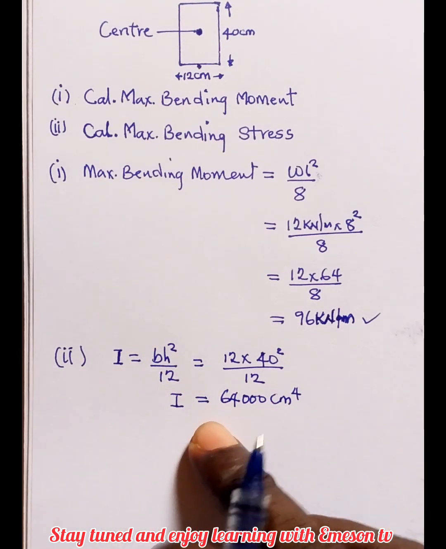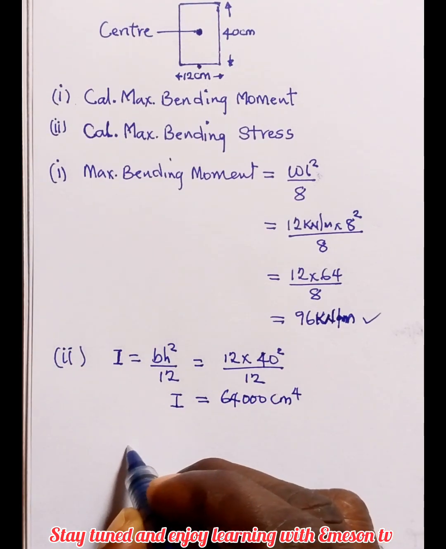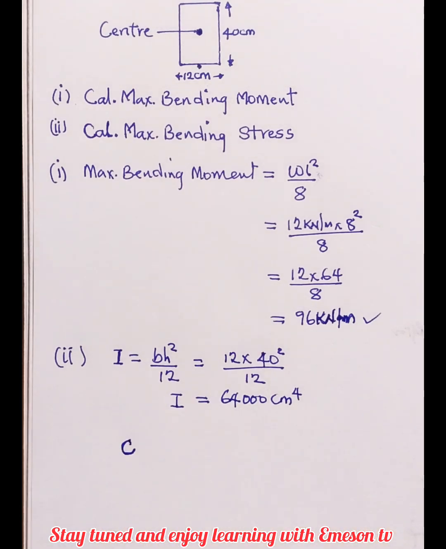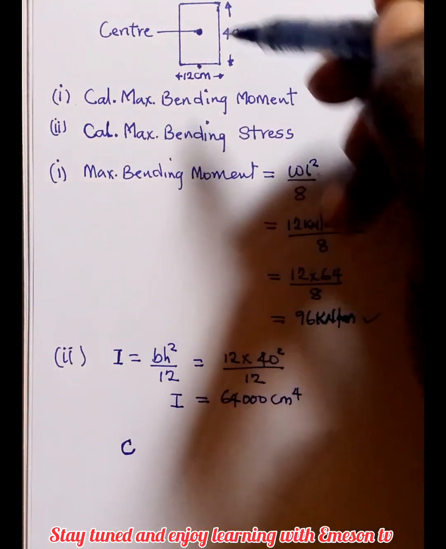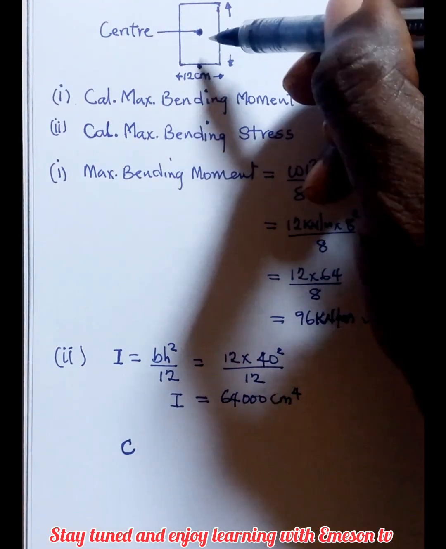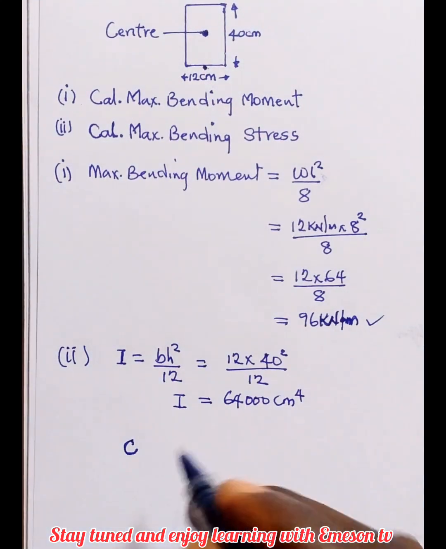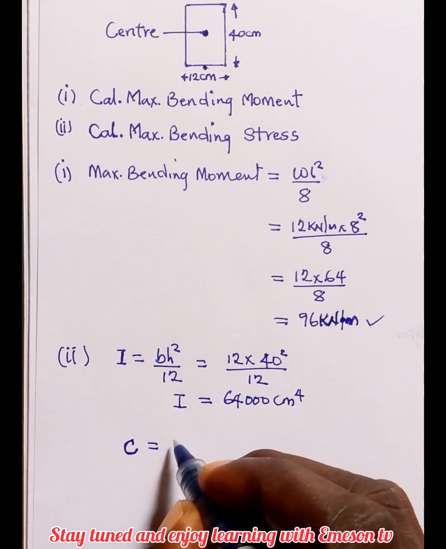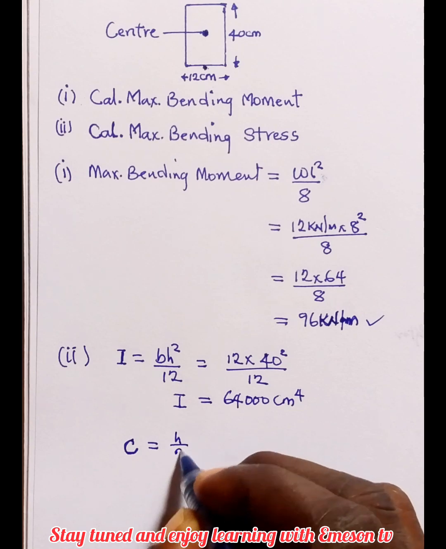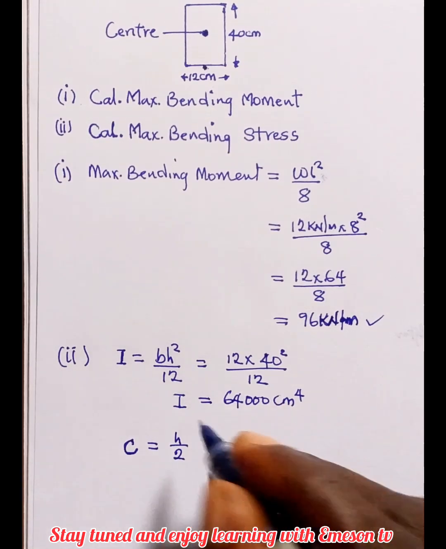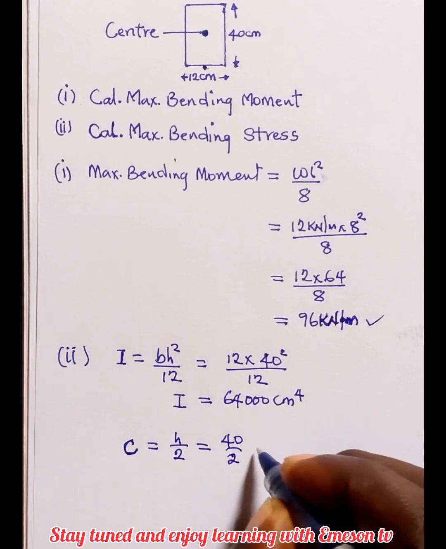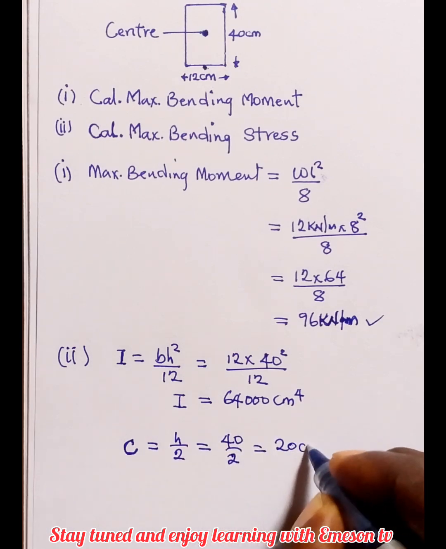So having gotten your area moment of inertia, the next thing for you to do is to get your C, as the maximum distance between this center to this point. That is called the maximum perpendicular distance from the center to the outer edge. So this is the formula to calculate this: the height of the beam divided by 2. What is the height of the beam? The height of the beam is 40 over 2. So this is giving us 20 cm.